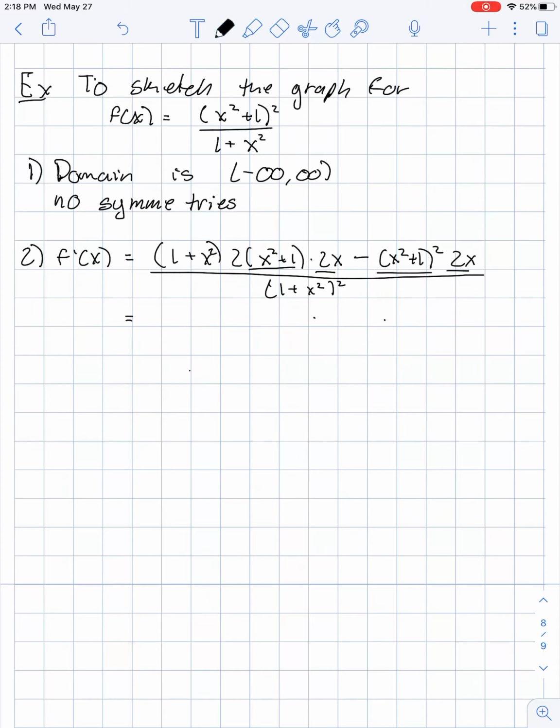Okay. So I'm gonna simplify each term. So this is gonna be 4x, x squared plus 1. I wrote this problem wrong. It's x plus 1 squared over 1 plus x squared. Okay. So low, d high, minus high, d low. Yes, okay. Over low squared.